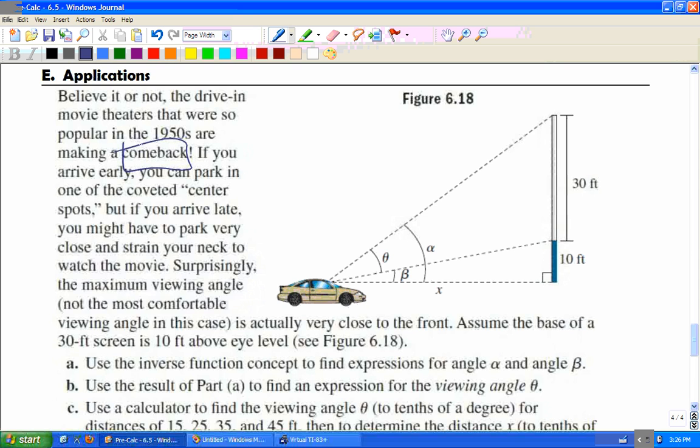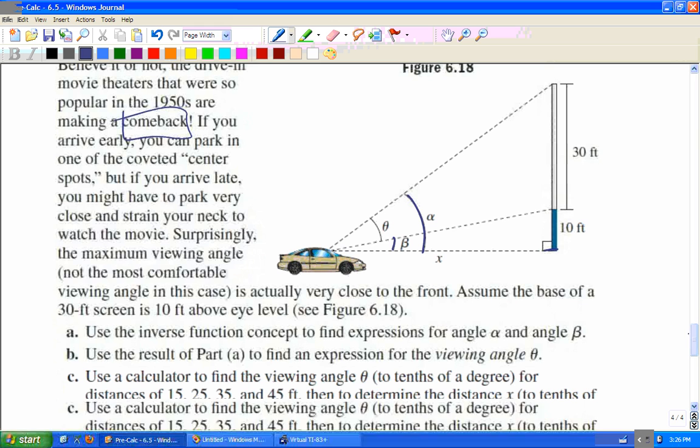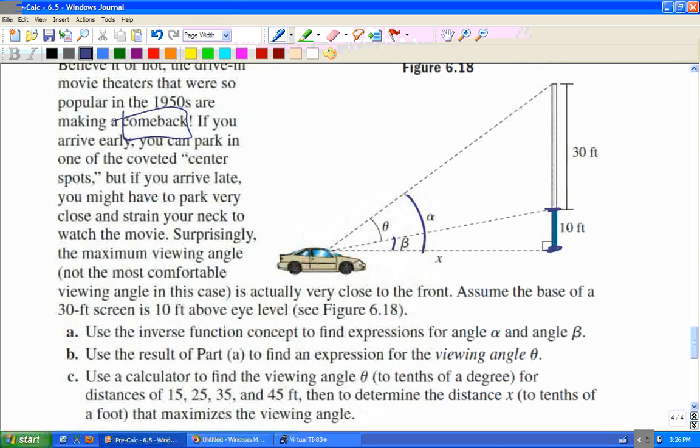Surprisingly, the maximum viewing angle, not the most comfortable viewing angle in this case, is actually very close to the front. Assume the base of the 30-foot screen is 10 feet above the eye level. So here's you in your 1980s sedan or something like that. And it's saying you've got this angle alpha, which is the whole thing, from the very base of the ground all the way up to the top of the screen. Theta is just the screen, and beta is just the angle it would take for you to stare at the supports. Use the inverse function concept to find expressions for angle beta and angle theta.